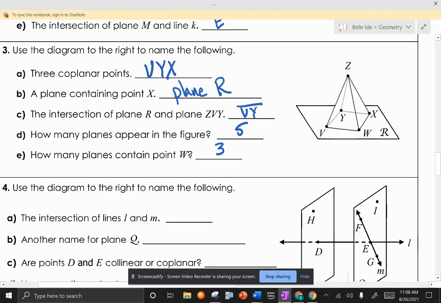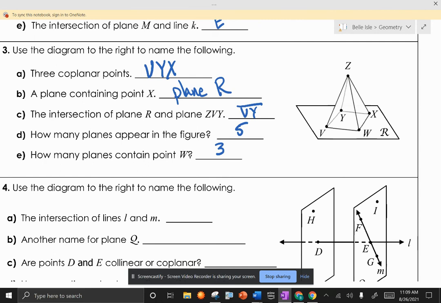So 3 coplanar points, which means they are points that lie on the same plane. So you could have used V, Y, X. You also could have exchanged one of those for which letter? W. Not Z. Well, you could have used Z as well. Z would not be incorrect. W is one of them as well. So it just has to be 3 coplanar points.